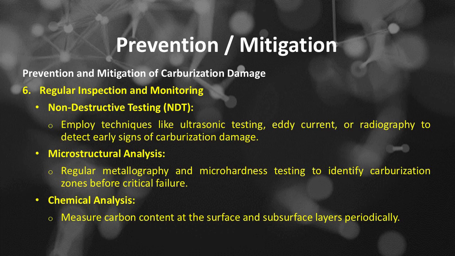The second of regular inspection and monitoring is microstructural analysis. Regular metallography and microhardness testing to identify carburization zones before critical failure. And the third of regular inspection and monitoring is chemical analysis. Measure carbon content at the surface and subsurface layers periodically.